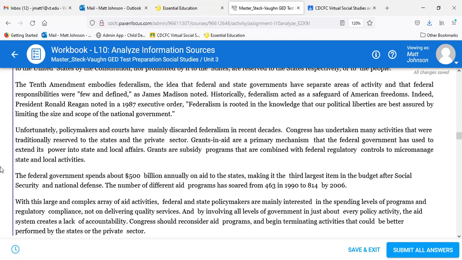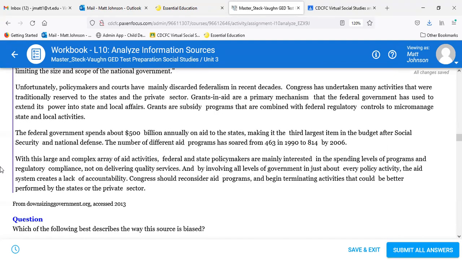The federal government spends about $500 billion annually on aid to the states, making it the third largest item in the budget after Social Security and national defense. The number of different aid programs has shot up from 463 in 1990 to 814 by 2006. Christiana, do you want to read the last paragraph?